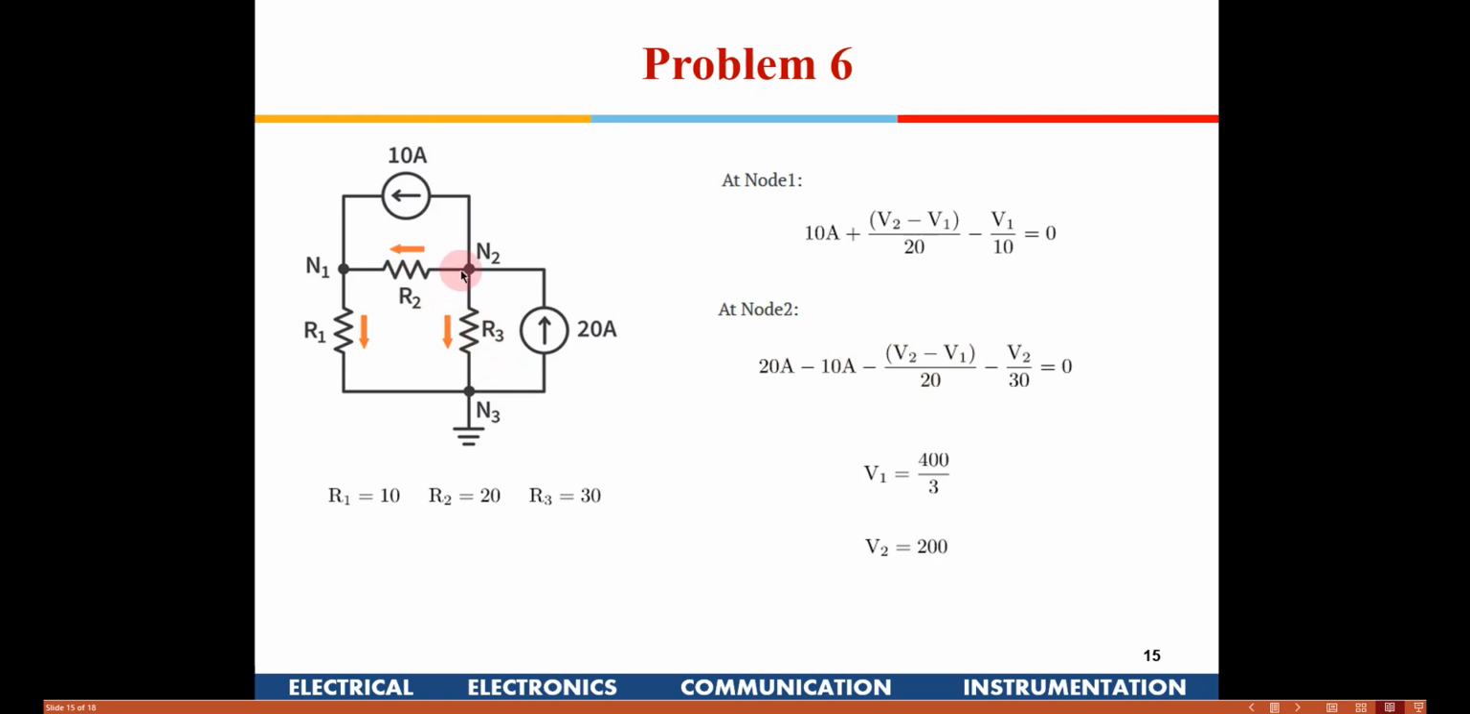And the third current and the fourth current, this is also going out of the node. So minus V2 by 30. So you get two equations. Now if you solve these two simultaneous equations, we will get the value of V1 and V2. Okay, so these are all straightforward questions.